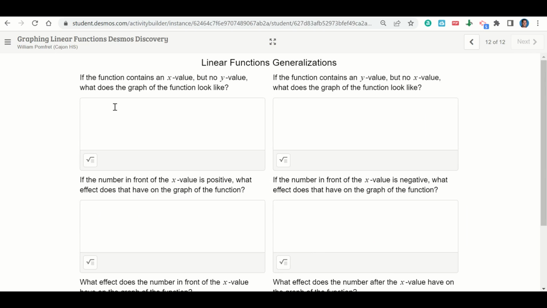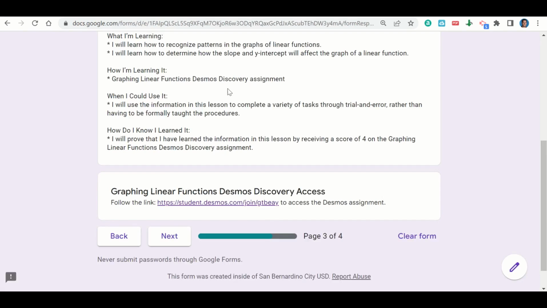Once we get here, it says if the function contains an x value but no y value, what does the graph of the function look like? Well, based on what we did with the graphs, you should be able to answer these questions. So you'll answer each of these questions. When you're done, you'll go back to your Google form, click Next. This will take you to your Before You Go. You'll answer your Before You Go and then submit your work on Google Classroom.